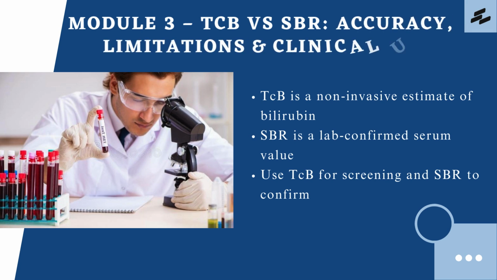TCB versus SBR, accuracy, limitations, and clinical use. Transcutaneous bilirubin, or TCB, is a fast, non-invasive way to estimate bilirubin. It uses a light device placed on the skin. Serum bilirubin, or SBR, is a blood test and is considered the gold standard. Both methods are used in Australia, but knowing when to use each is essential.